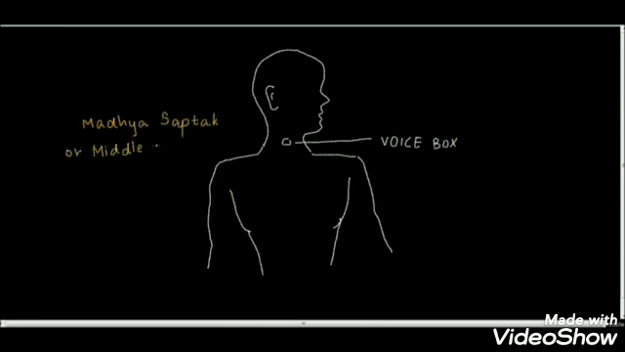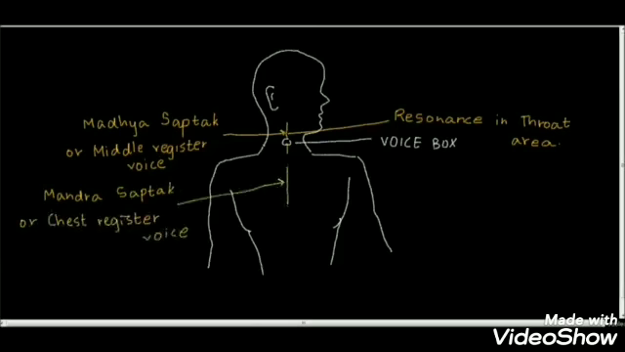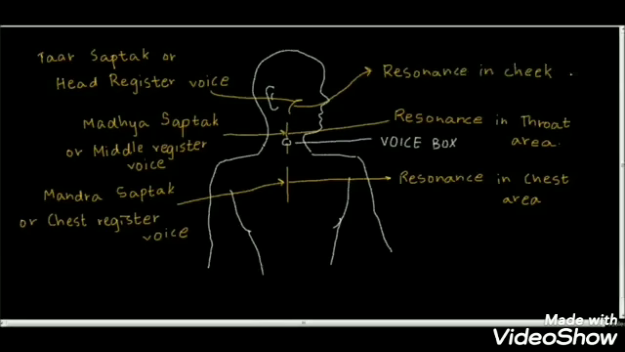It can be compared to the middle register or voice, that is the voice which is full-throated and the vibrations of the voice produced resonate at the throat. While the Mandra Saptak can be compared to the chest register or voice, which indicates that while singing the notes of this Saptak, the resonance of the voice produced is felt at the chest. The Tar Saptak can be compared to the head register or voice because while singing the notes of this Saptak, the vibrations of the voice are resonated in the cheek area of the head.